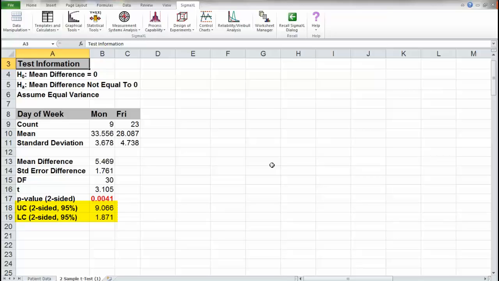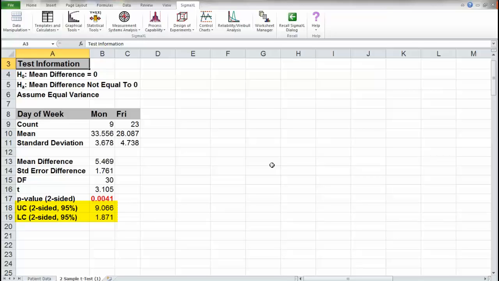If you want to know how big of a difference there is, we look at this. These numbers come to us by subtracting Monday minus Friday. And because these numbers are positive, this is saying that wait times on Monday are anywhere from 1.871 minutes to 9.066 minutes longer than on Friday.